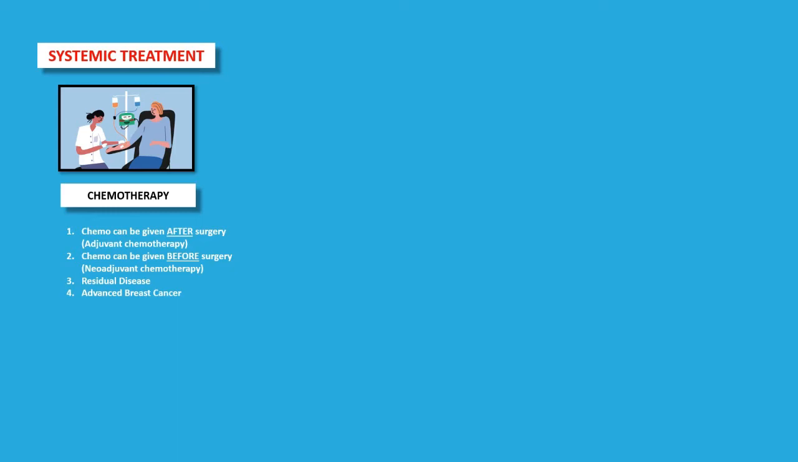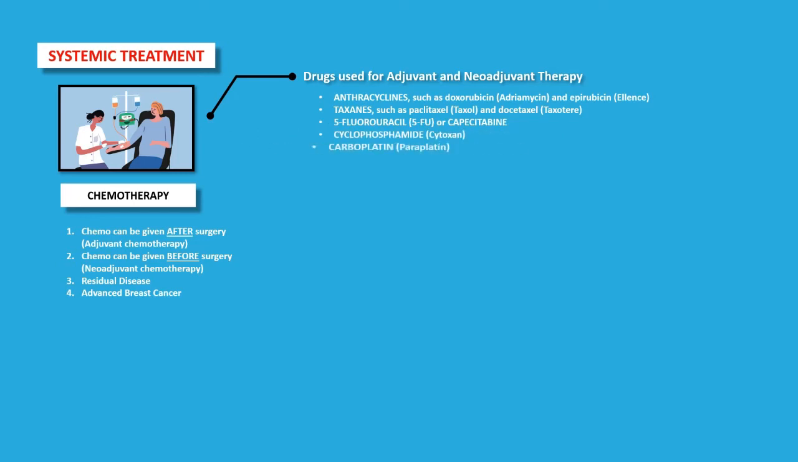The length of treatment depends on how well the chemo is working and how well you tolerate it. In most cases, chemo is most effective when combinations of drugs are used. Today, doctors use many different combinations, and it's not clear that any single combination is clearly the best. Chemo drugs often used as adjuvants and neoadjuvants are the following: anthracyclines, taxanes, 5-fluorouracil or capecitabine, cyclophosphamide, carboplatin. Most often, combinations of 2 or more of these drugs are used.